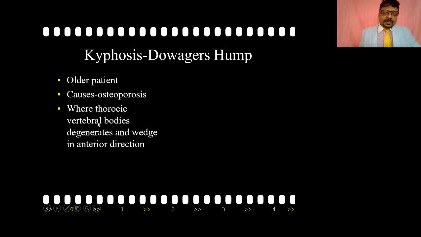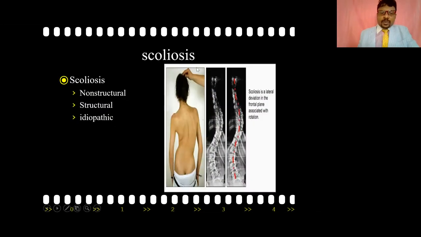Older patients with osteoporosis may also get kyphosis. Because osteoporosis is a bone and joint disorder, they may get fractures, and to compensate for the pain they may get a kyphotic hump. Another important one is scoliosis. There are different types of scoliosis: structural, non-structural, and idiopathic. Non-structural scoliosis means that because of weakness of the muscles they get an abnormal curvature. Structural means any bone or joint abnormality causes the scoliosis. Idiopathic scoliosis means there is no identifiable causative factor.